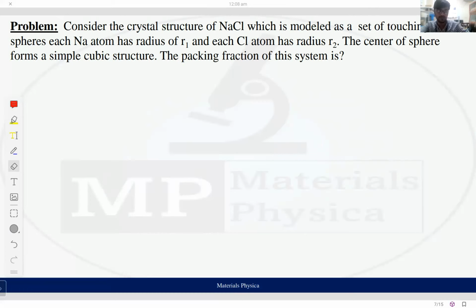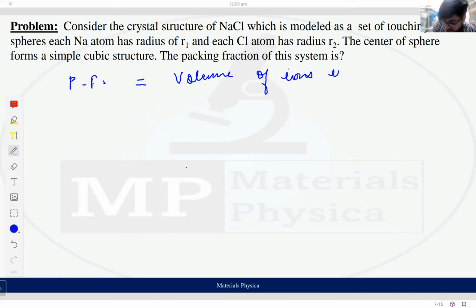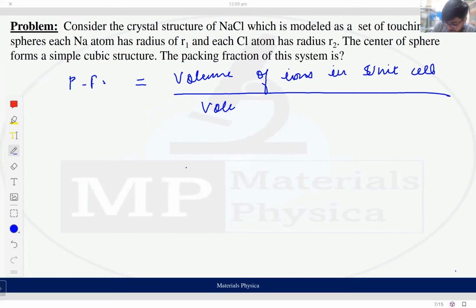So this is the same as the first question which we have solved previously. The formula for the packing fraction is equal to the volume of ions in the unit cell over the volume of the unit cell.